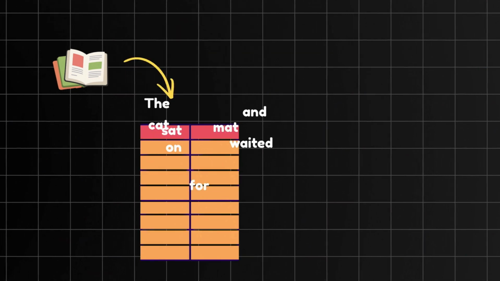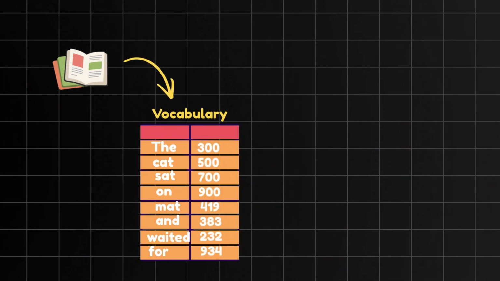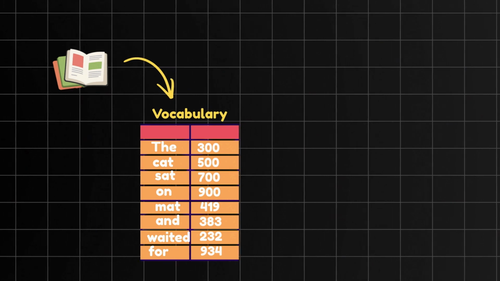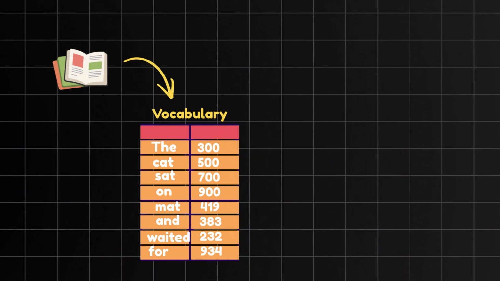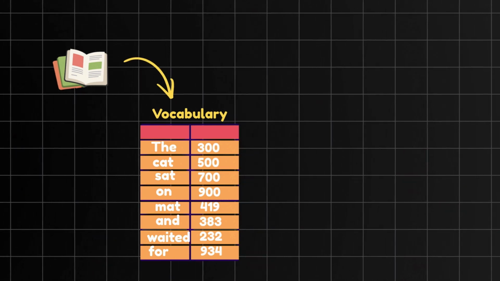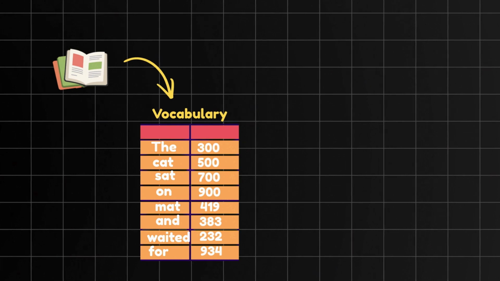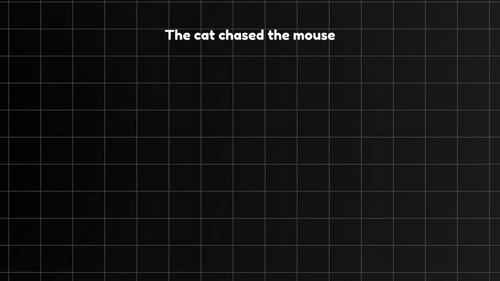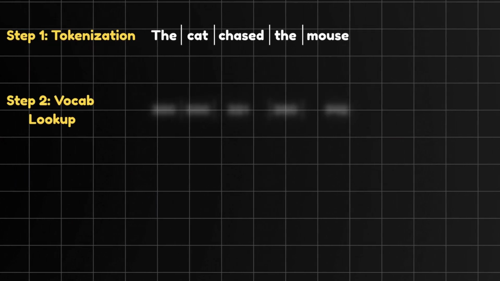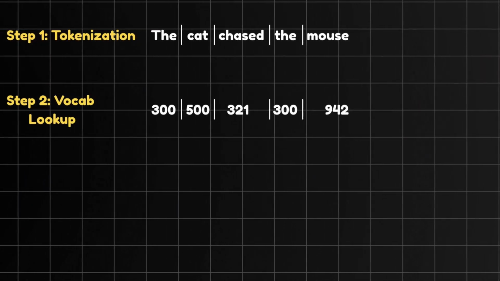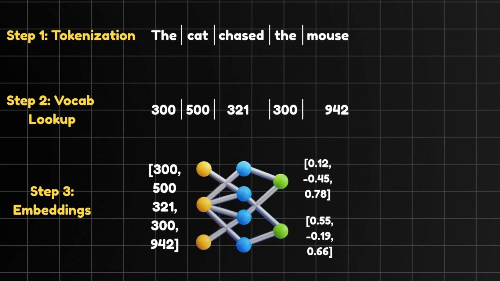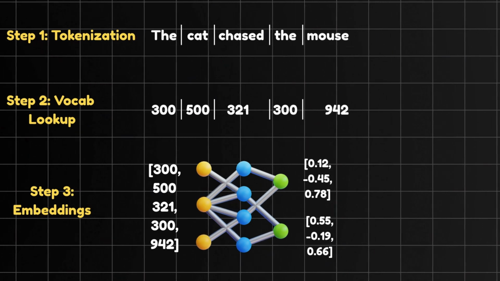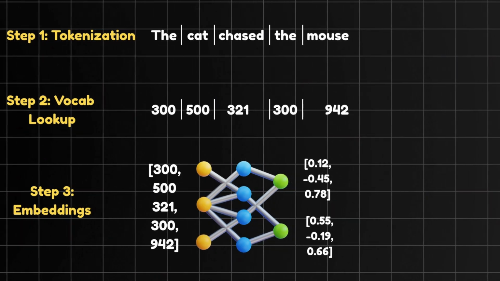So how does this actually work? During training, we create something called a vocabulary, which is essentially a list of known tokens created from the training data. And each token is assigned a unique ID. For instance, "the cat" might map to 500 or "sat" to 700 and so on. So now when the model sees a new text, it does three things. First, it splits the text into tokens. Second, it looks up each token in the vocabulary. And third, it replaces each token with its corresponding ID. And these IDs are converted into numerical representations called embeddings, which the model can process.